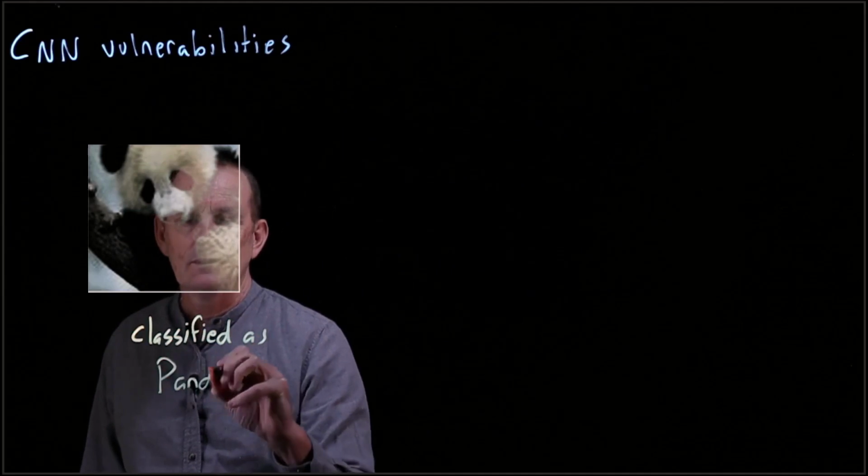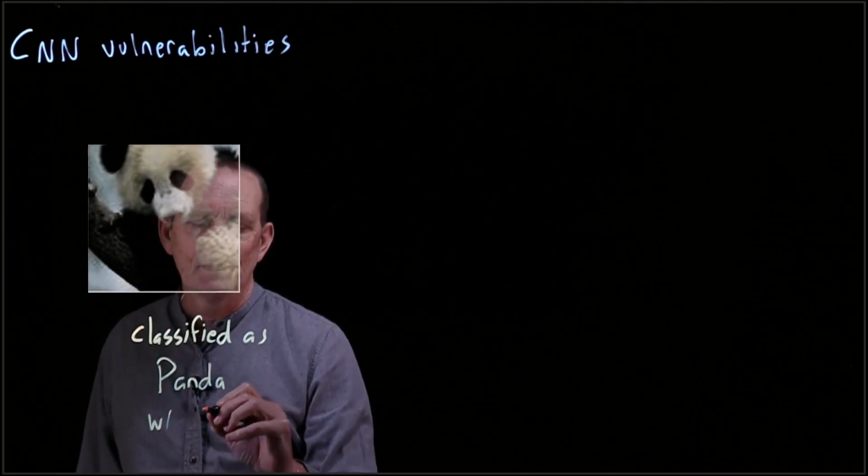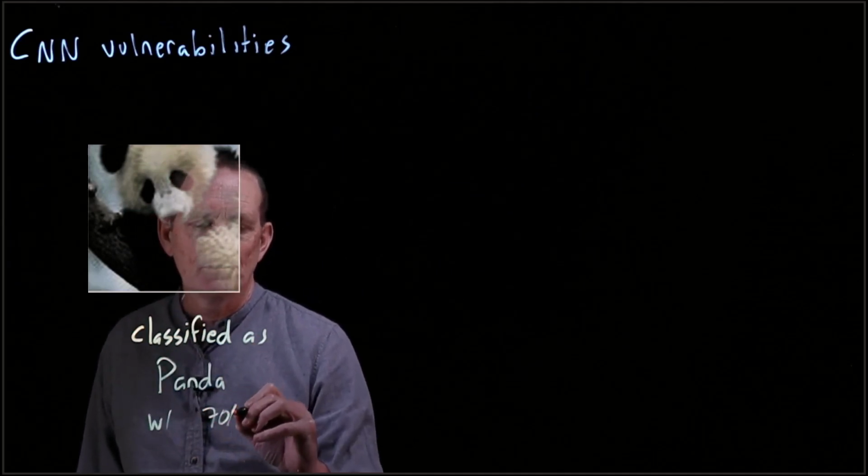So CNNs, really neural networks in general, are subject to some vulnerabilities. These vulnerabilities look kind of like this. Let's say you have this image, and this is classified as a panda with, I don't know, 70% probability.